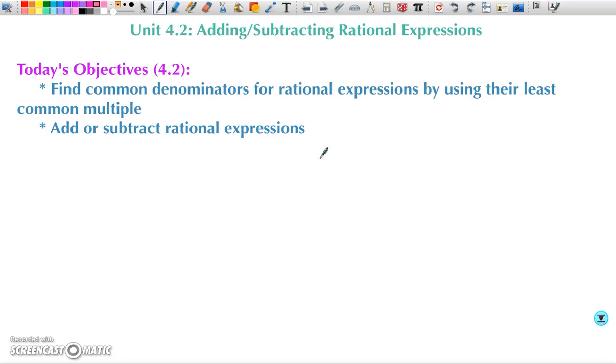In this video, what we're going to do is add and subtract rational expressions. If you notice from the first section that we did, it was all reciprocal functions, which are rational functions as well. They're just written with only x's in the denominator. Instead, we're going to flip them up top and have them in the bottom too. So what we're going to do is find common denominators by using their least common multiple, and then add or subtract them depending on what the problem says to do.